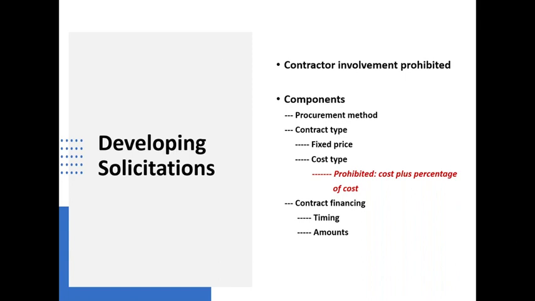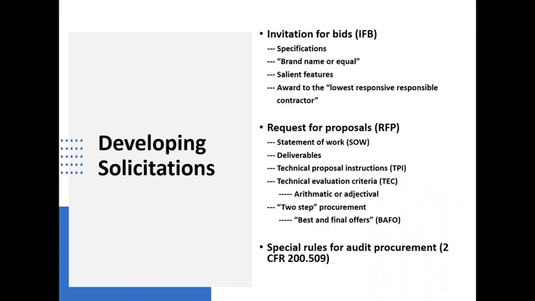Now, over on slide 14, we go a little deeper on those solicitations. Invitation for bids, the terms of art we use are specifications. How is the asset that's being purchased characterized? And this is where OMB gets into the discussion of brand name or equal.